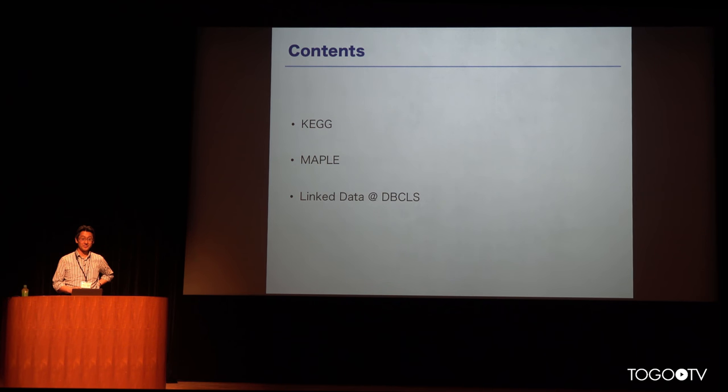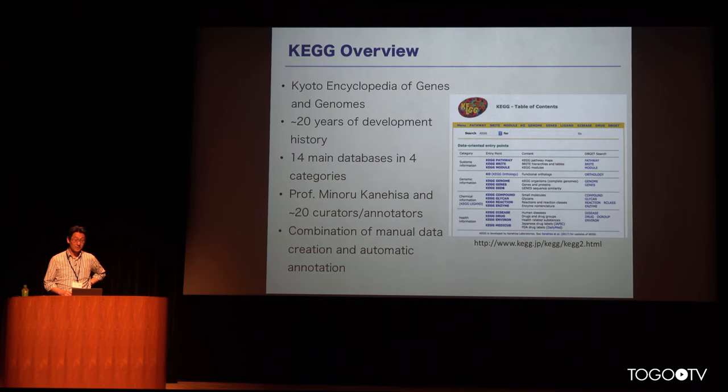This is a database, but it's also a sort of integrated database for various types of data. And recently we developed some tools using KEGG data for annotating function. So I would like to talk briefly about a tool called MAPLE. And then I will discuss the linked data in the DBCLS and as an integrated database.